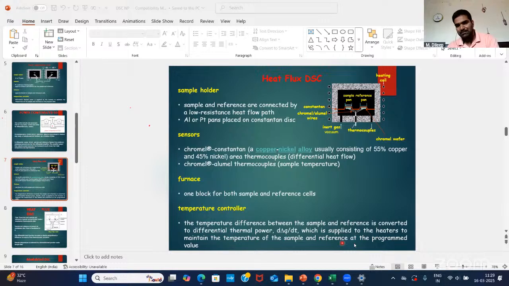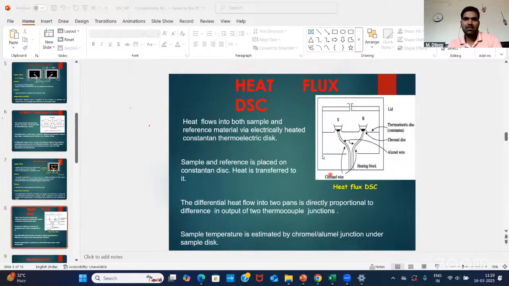Sample and reference at the programmed value. So the temperature difference between the sample and the reference is converted to a differential thermal power, which is given to the heaters, and these heaters will maintain the temperature of the sample and reference.